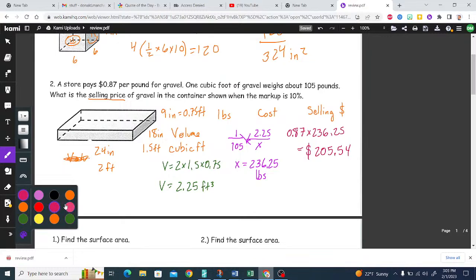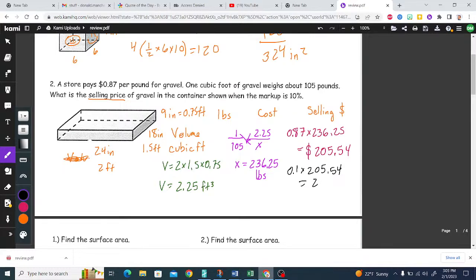Then, this is a lot. Then we said that we're marking this up 10%. So 10% of 205.54 gives us $20.55. And so then to find the selling price, we're going to add $205.54 with $20.55, and that's going to be a grand total of $226.09. All right, that's the fun stuff.